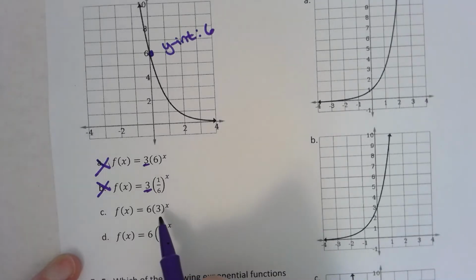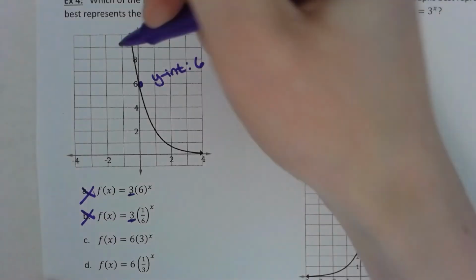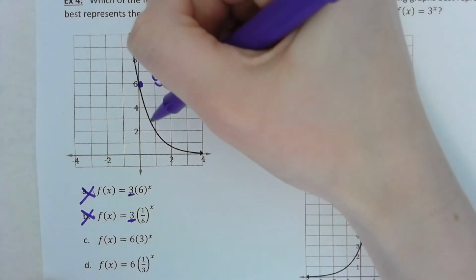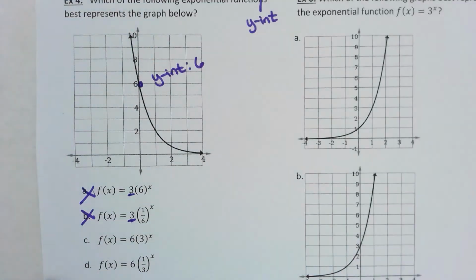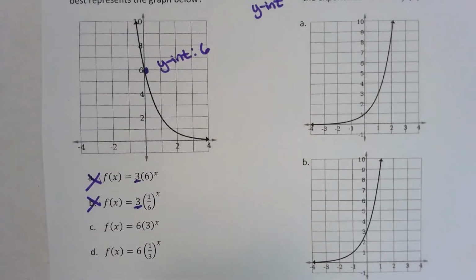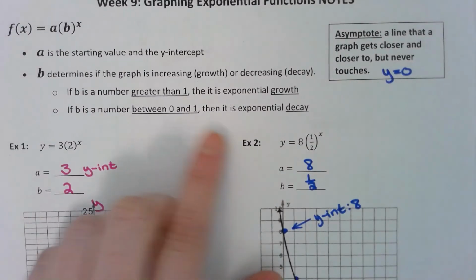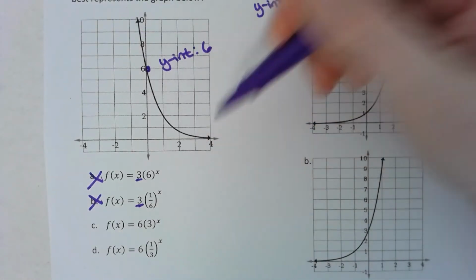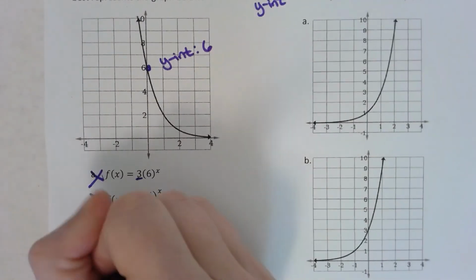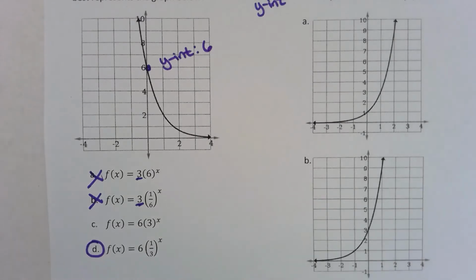Now I've got to figure out if I want a number that's bigger than 1 or between 0 and 1. Well, look at this line. It is decreasing as it moves from left to right. It's getting lower and lower and lower. That means that we need a number that is between 0 and 1. So you can always go back to this part. If it's between 0 and 1, it's decay, which means it's decreasing. So if it's got to be between 0 and 1, that means answer choice D is the best answer.